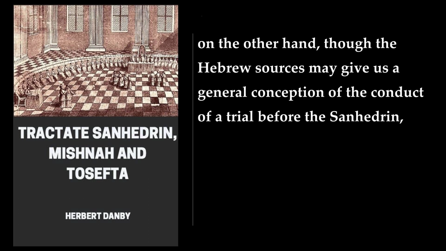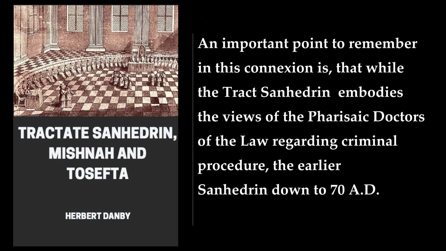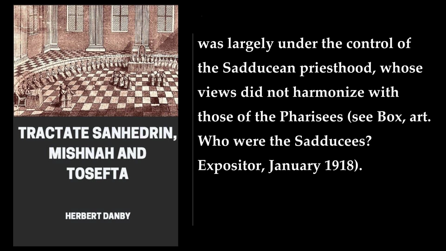On the other hand, though the Hebrew sources may give us a general conception of the conduct of a trial before the Sanhedrin, the details they give us are such that we cannot be assured that what Jewish scholars thought to be correct at the end of the 2nd century was necessarily the normal practice at the beginning of the 1st. An important point to remember in this connection is, that while the Tractate Sanhedrin embodies the views of the Pharisaic doctors of the law regarding criminal procedure, the earlier Sanhedrin down to 70 AD was largely under the control of the Sadducean priesthood, whose views did not harmonize with those of the Pharisees.